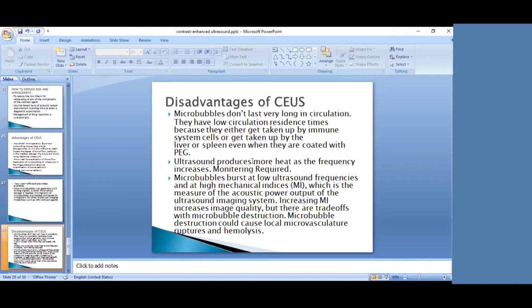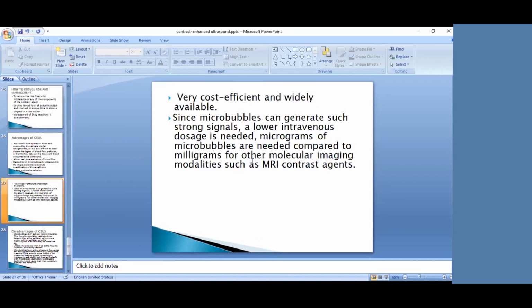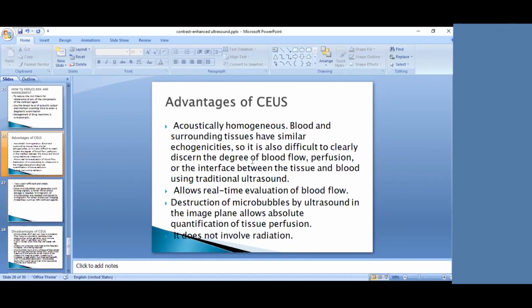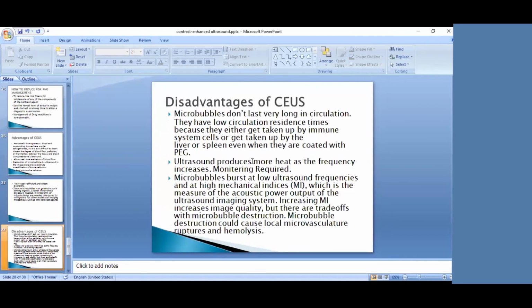That was the advantage of it. We need less amount of contrast agent. It is very cost effective and widely used. It doesn't involve any radiation. It will show us the absolute quantification of tissue perfusion in real time and easily differentiate the blood from the other structures. Now, what is the disadvantage of contrast enhanced ultrasound?